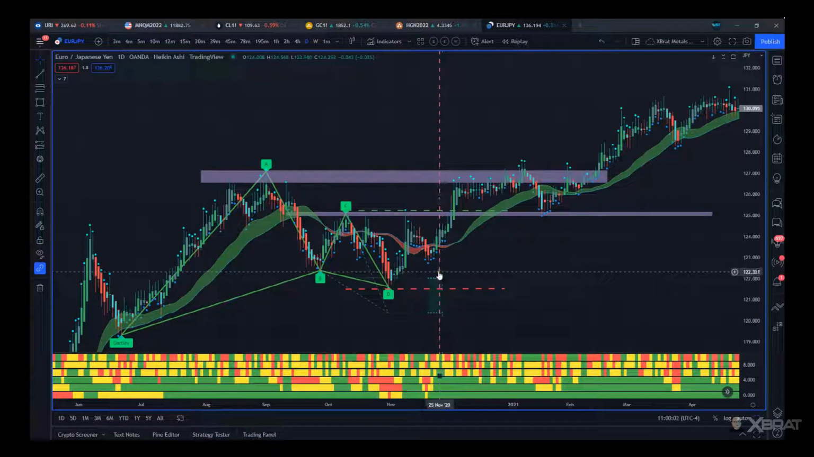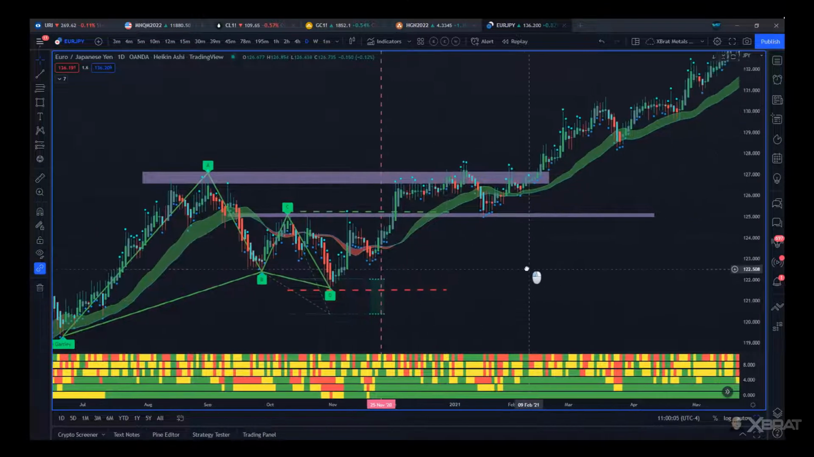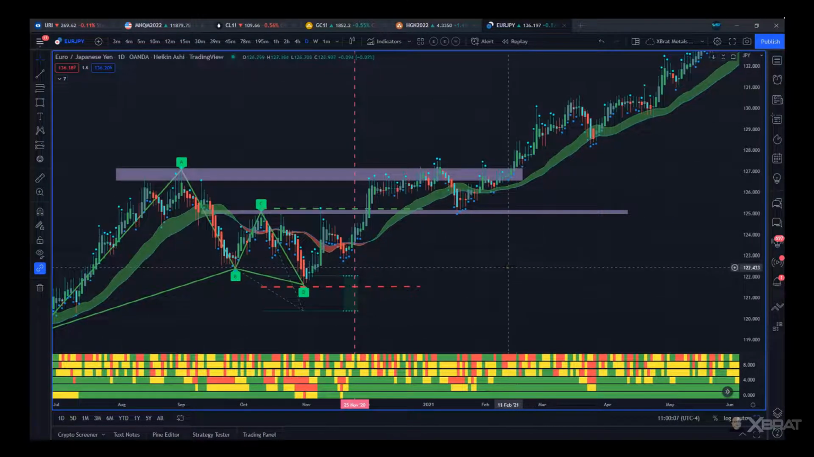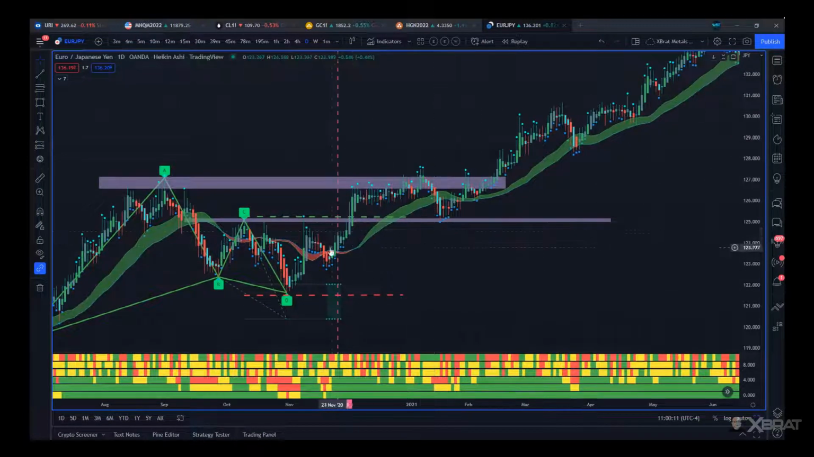I want to be in this. So November 2020, getting in this long on Euro Japanese yen around about 125. Now, it does go up to test this resistance formed by the A pivot. We expect that. Nothing strange there.